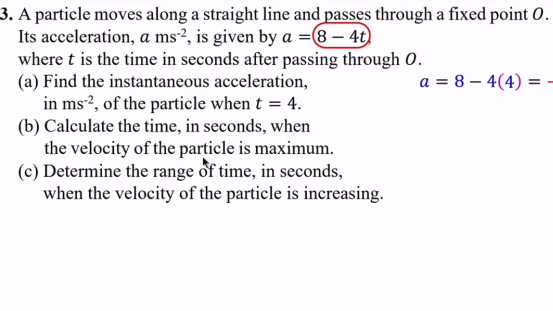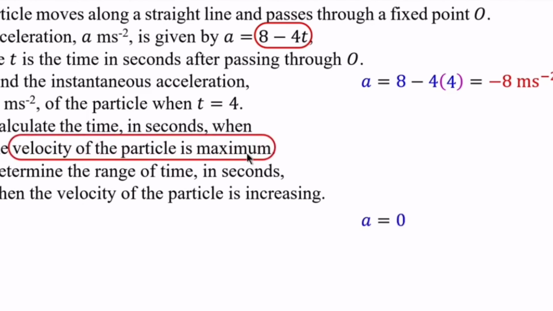Find the maximum velocity. When we have maximum velocity, we must let a equal to 0. So how to get the a equal to 0? We would copy 8 minus 4t equal to 0, and then we will solve the t, and the t is equal to 2. So the time when the particle is having maximum velocity is 2 seconds.